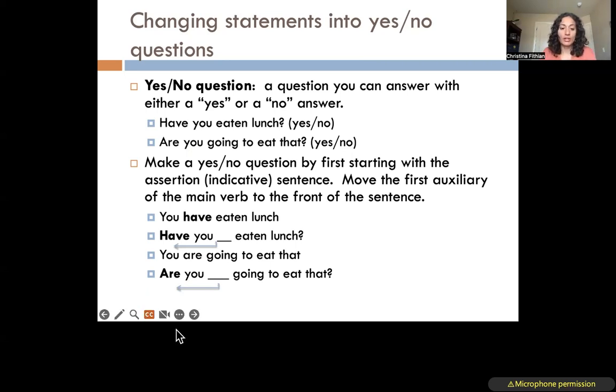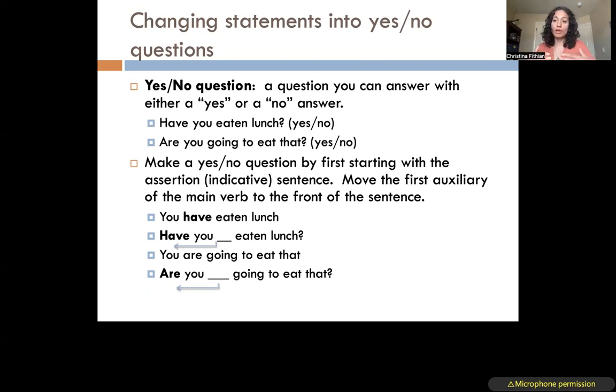Same thing here. You are going to eat that. Now, to get this question, we need to take, wait a minute. We're going to take be. Now, this is auxiliary be, not main verb be. This is auxiliary be. So we're going to get, are you going to eat that? We're going to move the be to the front around the subject. So that gives us our yes/no questions.